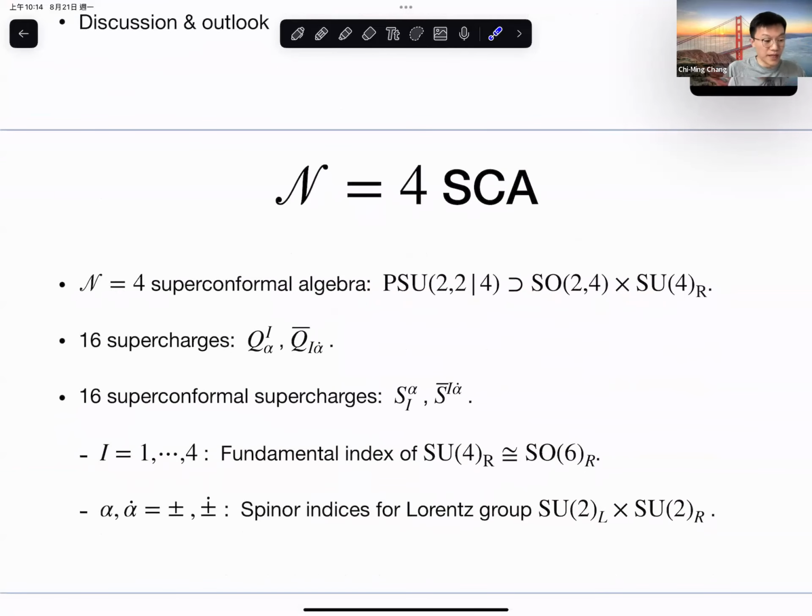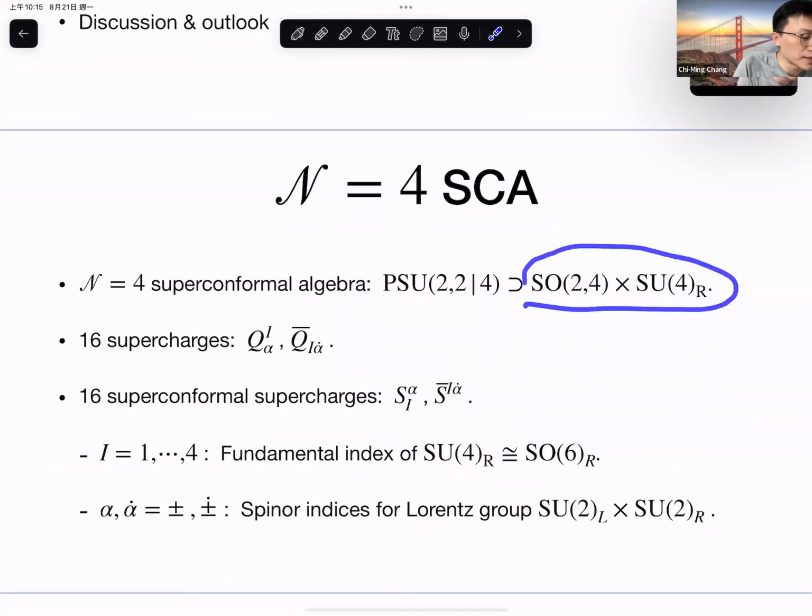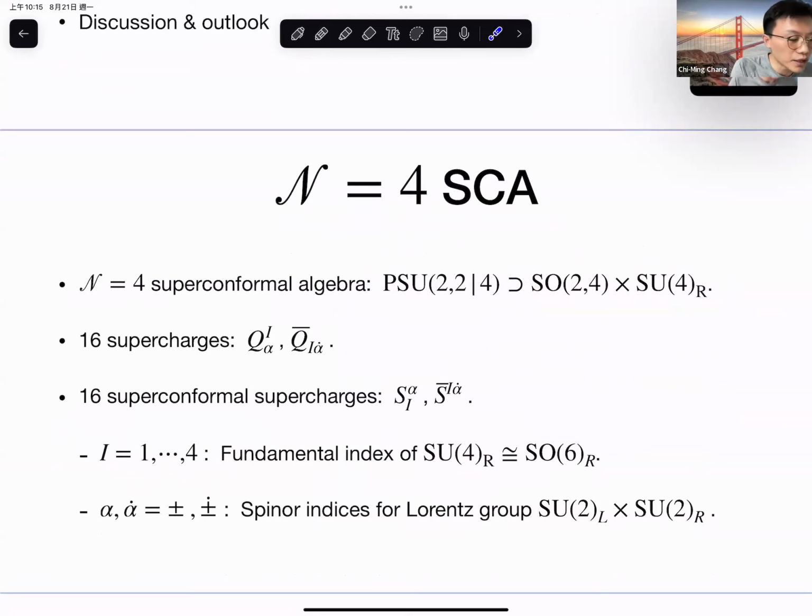So first, as I said, we will focus on N=4 super Yang-Mills, and let me tell you some basics of N=4 super Yang-Mills. N=4 super Yang-Mills has the N=4 superconformal algebra, which is a supergroup, and this supergroup has the bosonic subgroup SO(2,4) and SU(4). SO(2,4) is the conformal group in 4 dimensions, and SU(4) is the R-symmetry group of N=4 super Yang-Mills. And these are the bosonic part, and the fermionic part consists of 32 fermionic generators. They are the 16 supercharges Q and Q bar, and the 16 superconformal supercharges S and S bar. The I index is the fundamental index of SU(4) and runs from 1 to 4. And the alpha and alpha dot indices are the spinor indices of the Lorentz group, which I write as SU(2) left times SU(2) right, and they can take plus or minus.